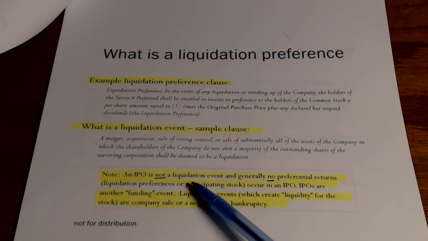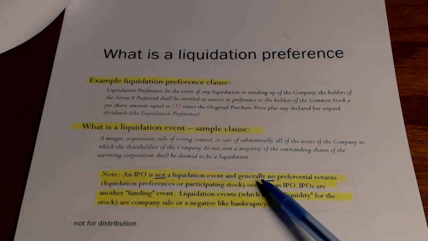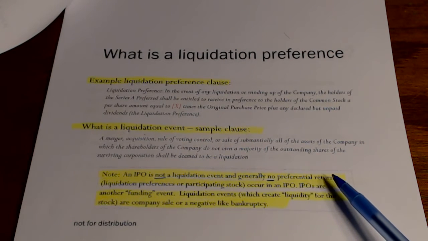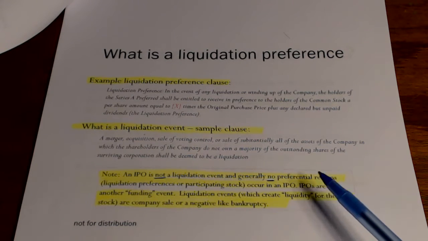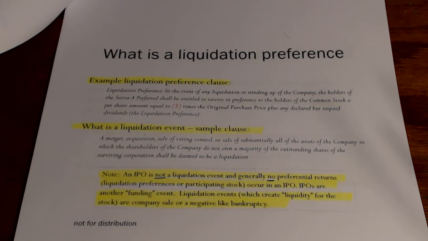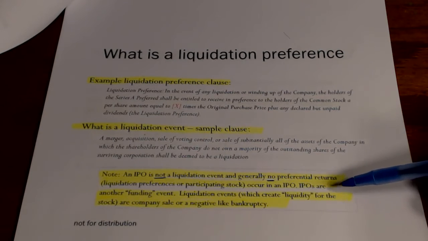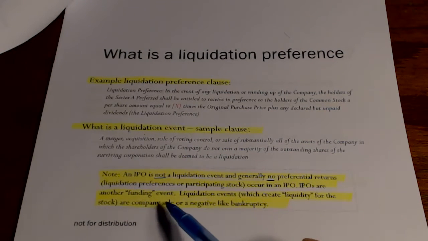An IPO is not a liquidation event, and generally no preferential returns, liquidation preferences, or participating stock occur in an IPO. Because in an IPO, you're taking the company public, so everybody gets paid, but it's not a liquidation event. It just says IPOs are another funding event.